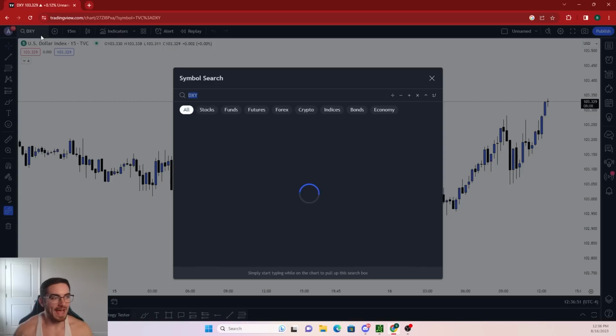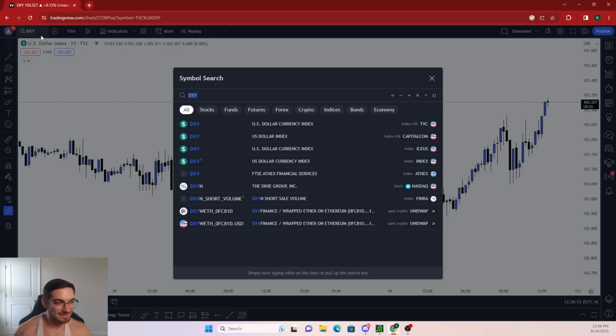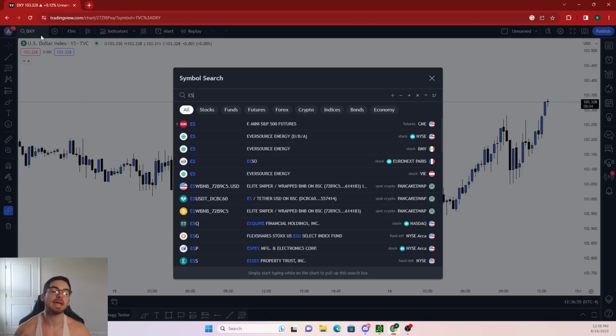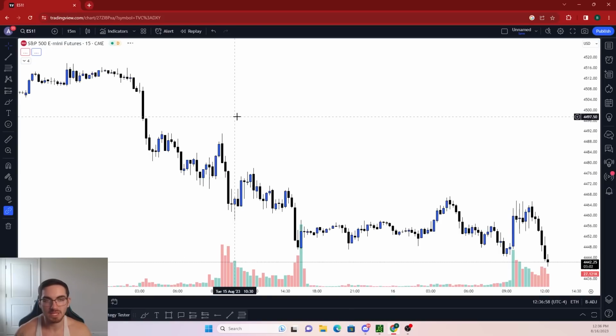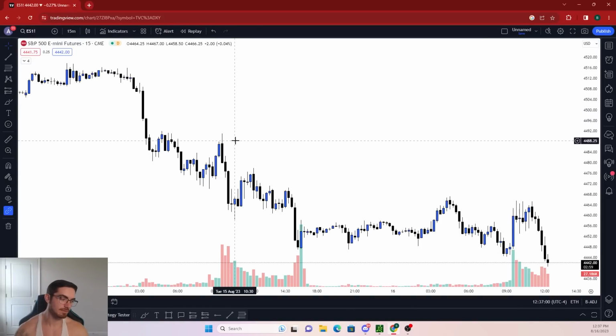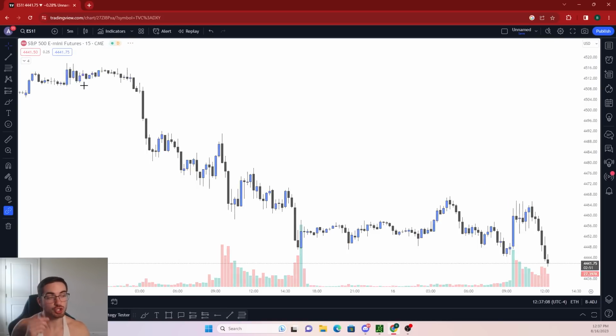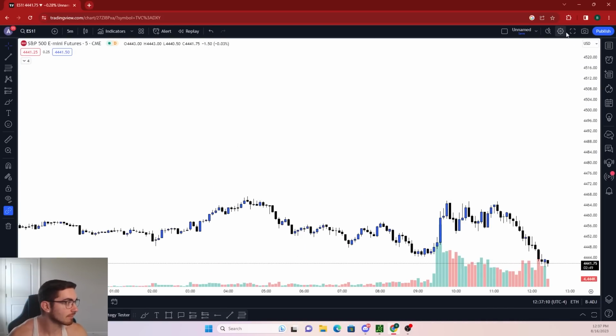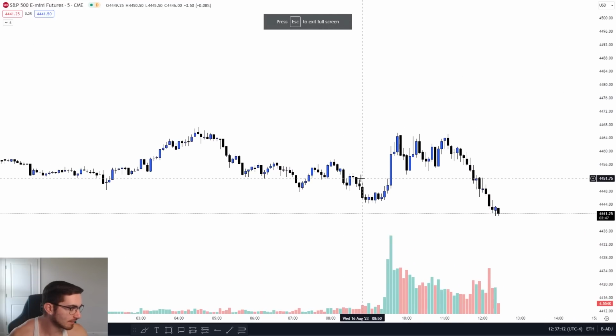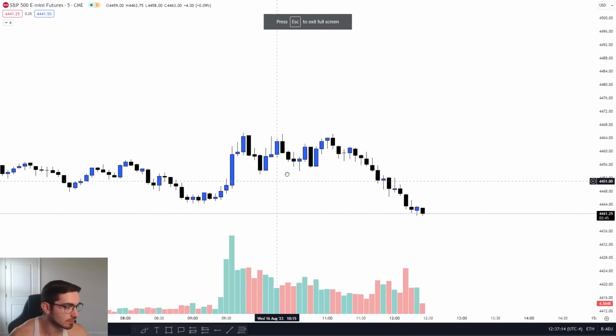All right, so as discussed yesterday, you can identify fair value gaps on many different time frames: 5 minute, 1 minute, 2 minute, 3 minute, 15 minute, 30 minute, hour, 4 hour, etc. They are literally everywhere. So as far as actually trading these areas of interest, let's go ahead and find one. We actually had one right here in the morning.